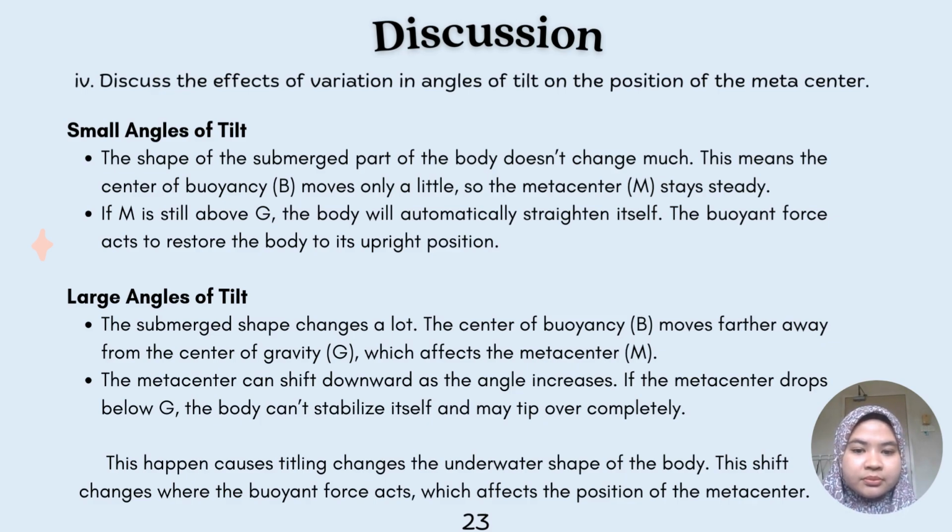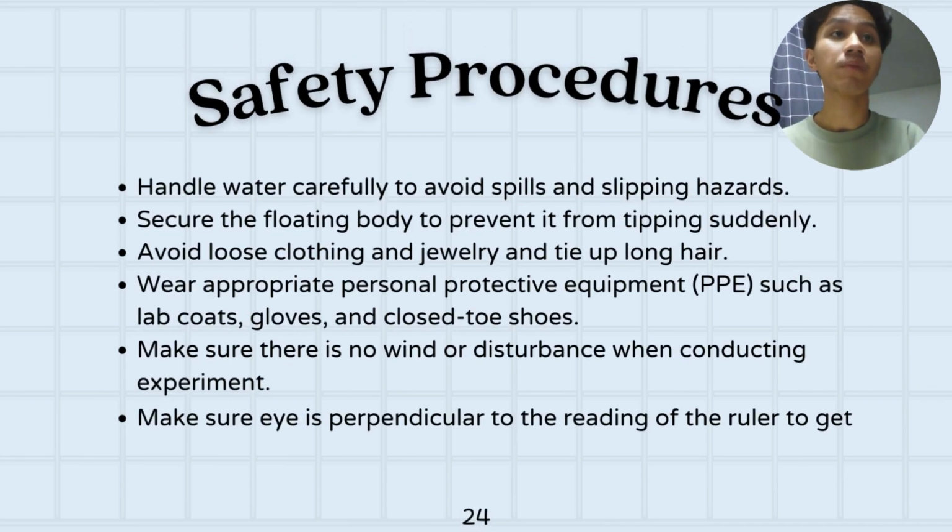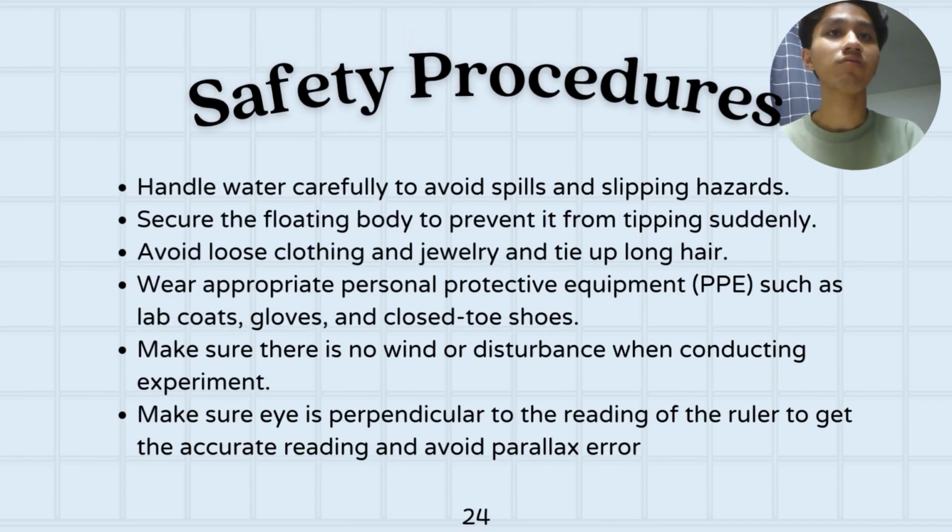These are the safety procedures that we applied during the experiment. First, handle water carefully to avoid spills and slipping hazards. Secure the floating body to prevent it from tipping suddenly. Avoid loose clothing to prevent injury, and tie up long hair. Wear appropriate personal protective equipment (PPE) such as lab coats, gloves, and closed-toe shoes. Make sure there is no wind or disturbance when conducting the experiment, and make sure the eye is perpendicular to the reading of the ruler to get an accurate reading and avoid parallax error.